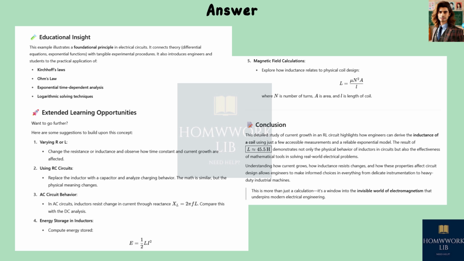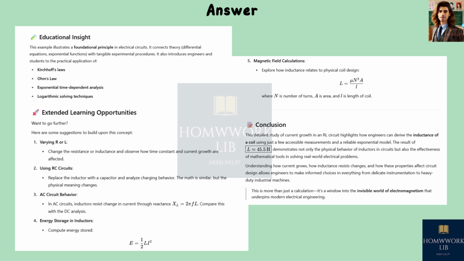3. AC circuit behavior. In AC circuits, inductors resist change in current through reactance, X_L equals 2 pi f L. Compare this with the DC analysis. 4. Energy storage in inductors. Compute energy stored, E equals one half L i squared. 5. Magnetic field calculations. Explore how inductance relates to physical coil design. L equals mu N squared A over l, where N is number of turns, A is area, and l is length of coil.